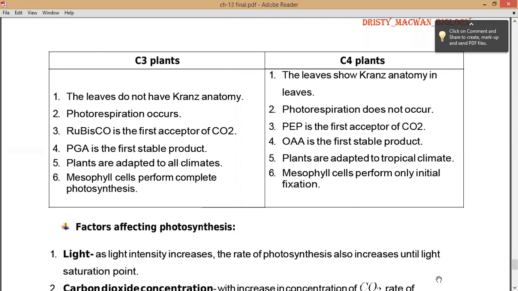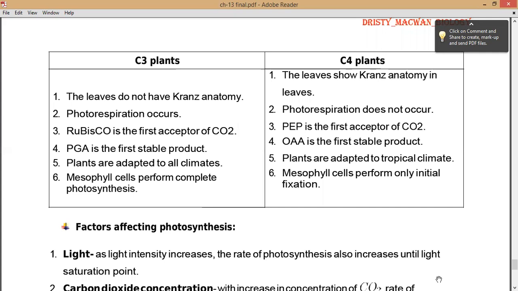Next, in C3 plants, the PGA is the first stable product. PGA, that is phosphoglyceraldehyde, right? So this phosphoglyceraldehyde is the first stable product, which is a 3-carbon compound. And for this reason, this is seen in the C3 plants, which undergo the Calvin cycle.